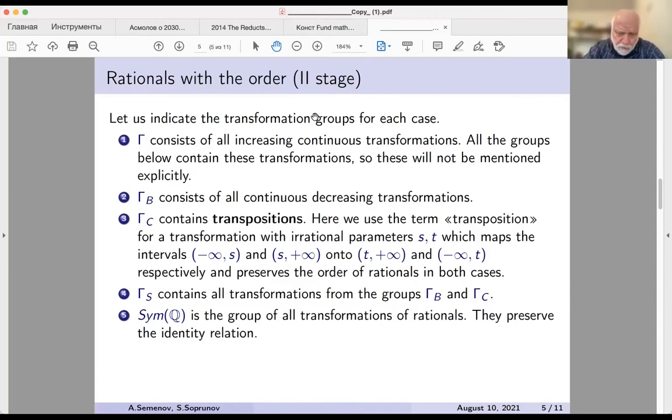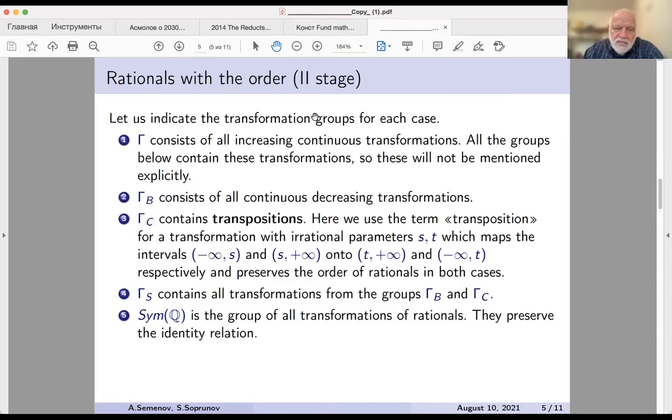Again, the group for equality consists of all transformations. So you can interchange any rational number with any other rational number. Of course, identity is preserved by any of these transformations. If you look at this sequence, you will see that Gamma is a minimal set of transformations, and the class of relations defined with Gamma is maximal. Actually, it's a universal property.